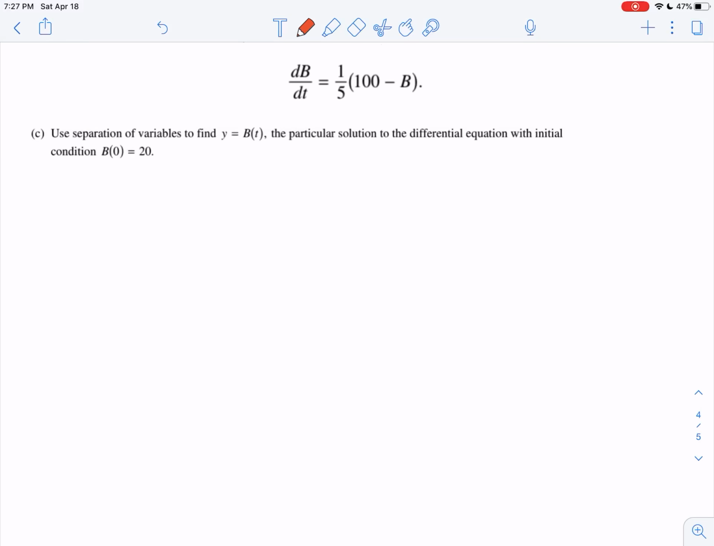Okay, part C. I brought that differential equation back up. It says use separation of variables.